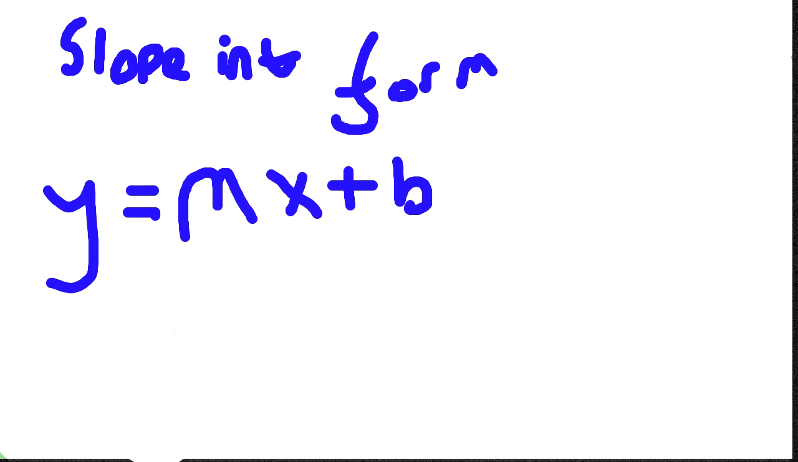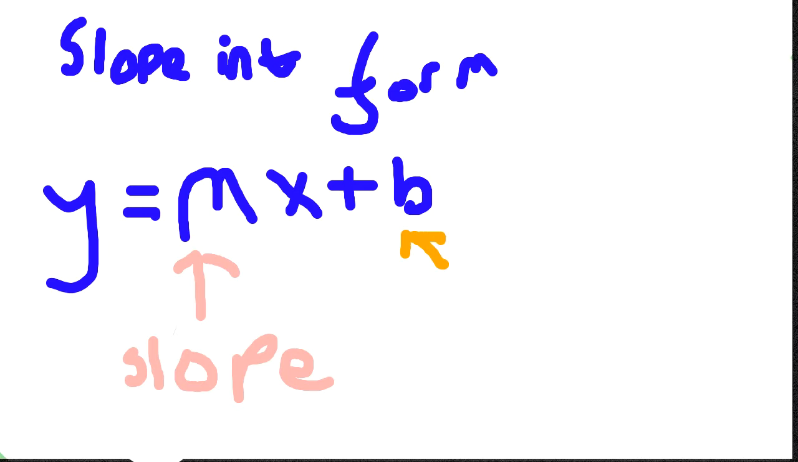Alright, this is the basics. This is on your star chart and whatnot, so on and so forth. Okay, so m, I know it's been a minute. M is your slope. And then b is your y-intercept. So it's like your starting point on the graph.